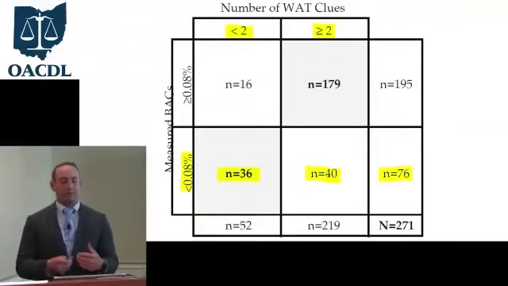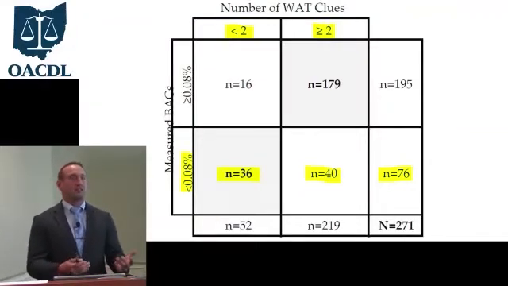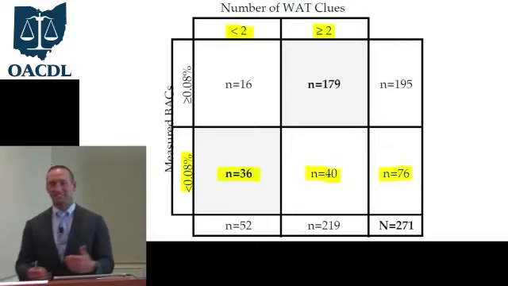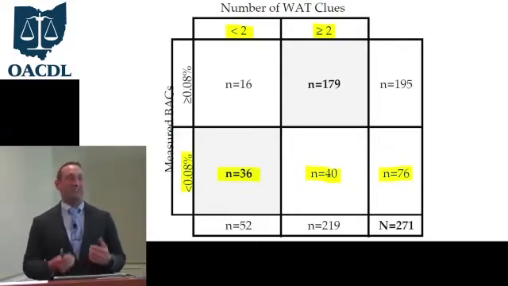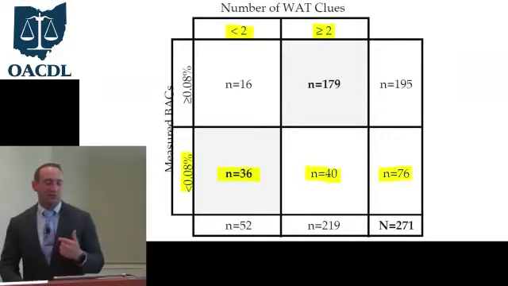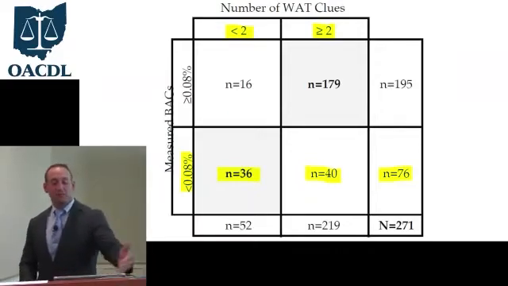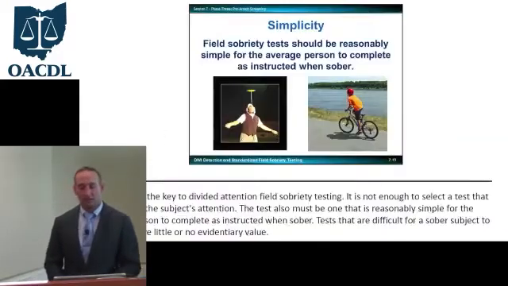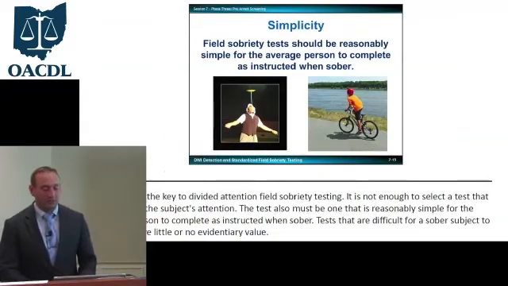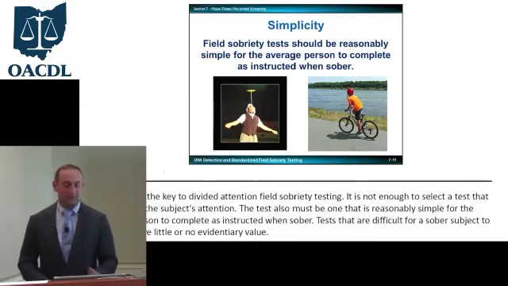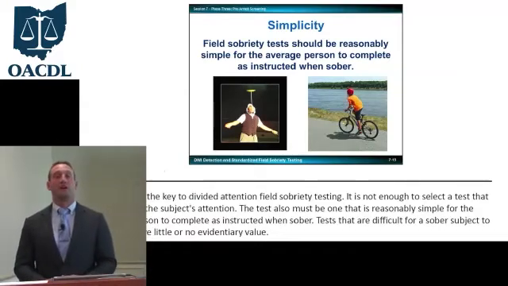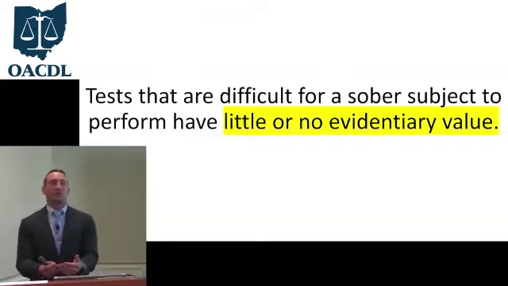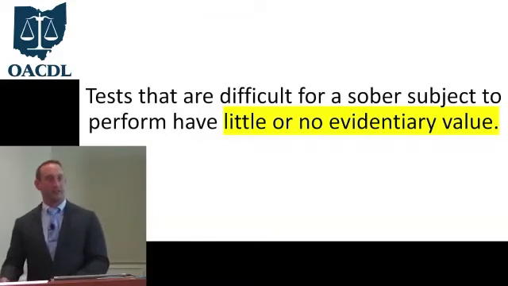So the argument is that test is difficult to do sober. And I know when I say sober, it's blending that predictor of BAC versus impairment, but if I'm saying impairment, they're going to agree with me. So this test looks like even people who are sober have a difficult time performing that well. Most of the people under the limit fail it. Well, if you go back to the NHTSA manual, it tells you that tests that are difficult for a sober subject to perform have little or no evidentiary value. And that's where I get to the conclusion that the walk and turn has little or no evidentiary value.